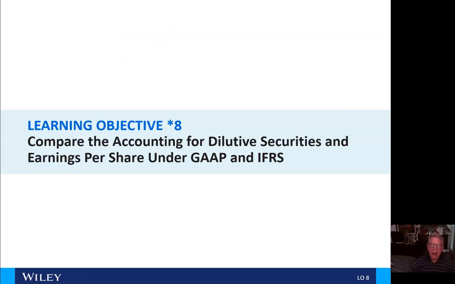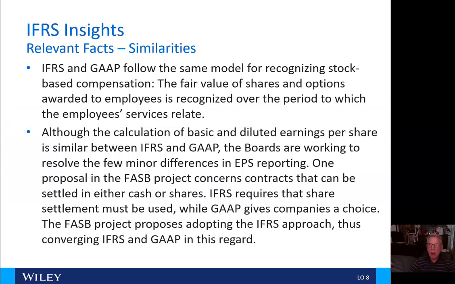Okay, now we'll compare the accounting for dilutive securities and earnings per share under GAAP and IFRS. Similarities. IFRS and GAAP follow the same model for recognizing stock-based compensation. The fair value of shares and options awarded to employees is recognized over the period to which the employee's services relate. Although the calculation of basic and diluted earnings per share is similar between IFRS and GAAP, the boards are working to resolve the few minor differences in earnings per share reporting.